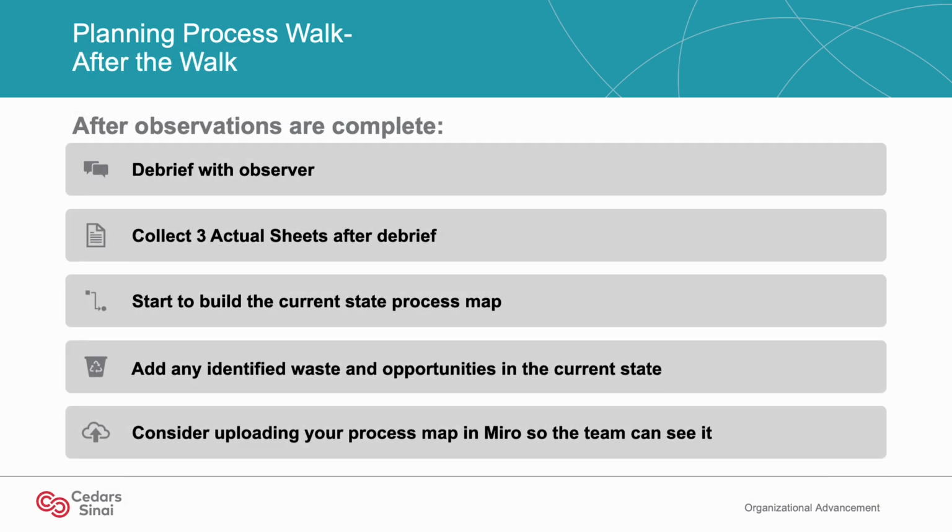Once the team is done with the observations, you should have some debriefing time with the team to inquire what they observed, any waste or opportunities that they identified. The Tier 1's managers should collect the 3 actual sheets so you can utilize their findings in building out the current state map and add any identified waste and opportunities.